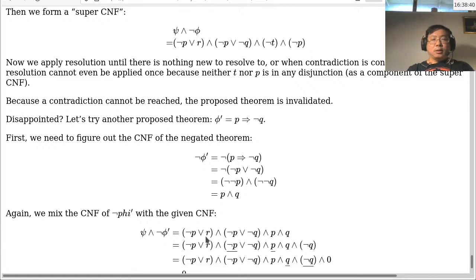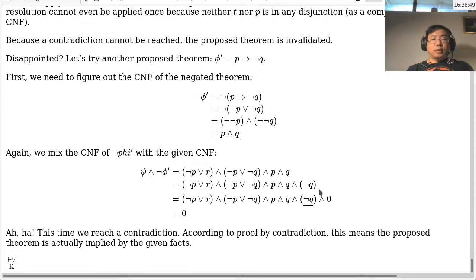The first part, these two terms, are coming from psi, and the last two terms are coming from not phi prime. So this time I'm going to go through the systematic way again. And in this case, I take it back. I wasn't very systematic in this case. What I did here is I used underline to identify what I can use for resolution. So here's a not P and here's a P. So they can resolve, and they resolve to just not Q.